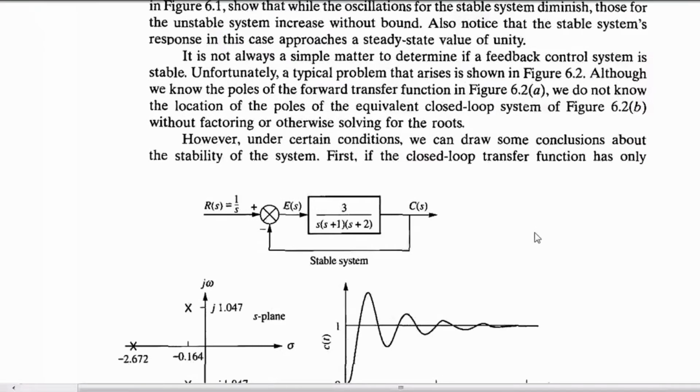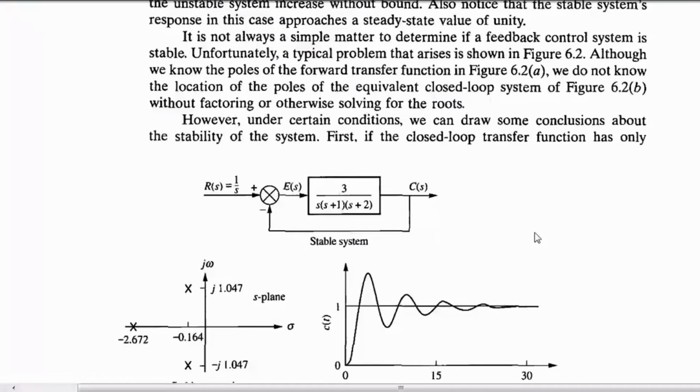We'll see, however, that under certain conditions we can draw some conclusions about the stability of the system. First, if the closed loop transfer function has only this. If you look at figure number 1, which is a stable system, we have input R of S, output C of S, a negative feedback, and the gain of the system, which is 3 over S into S plus 1 into S plus 2.